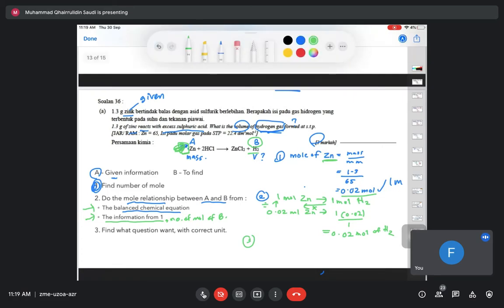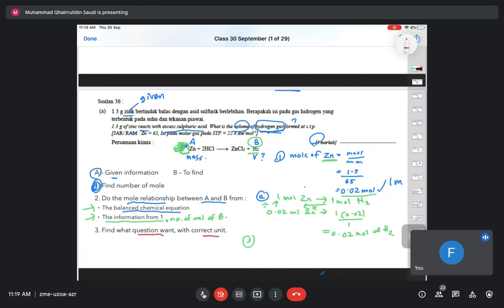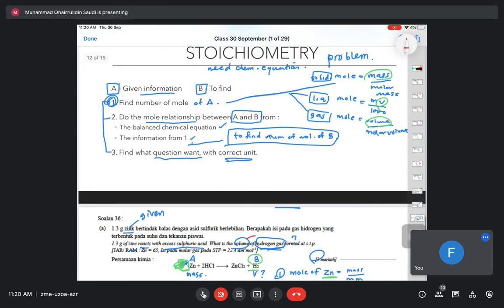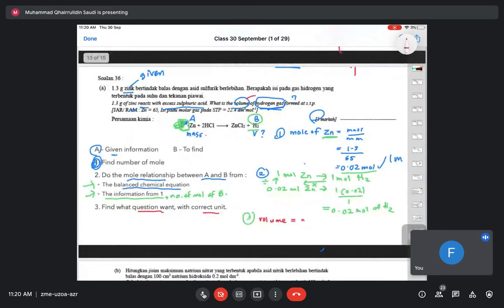Next we will do our third step. Find what the question wants with the correct unit. So the question wants volume. How to find volume? From this one. So volume equals number of mole times molar volume. Very simple. This is the only formula needed. In stoichiometry, only these 3 are needed. So volume equals mole times molar volume.